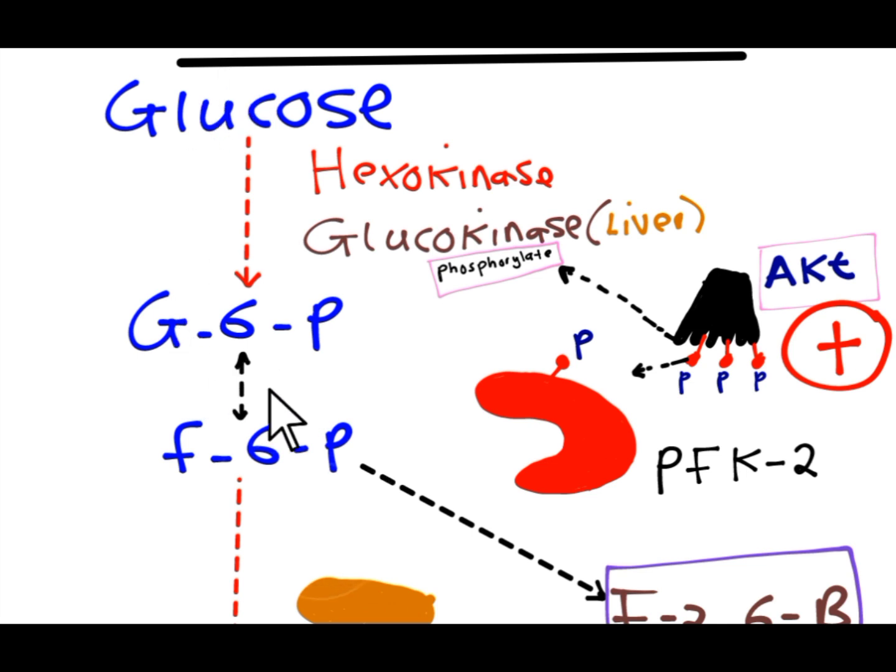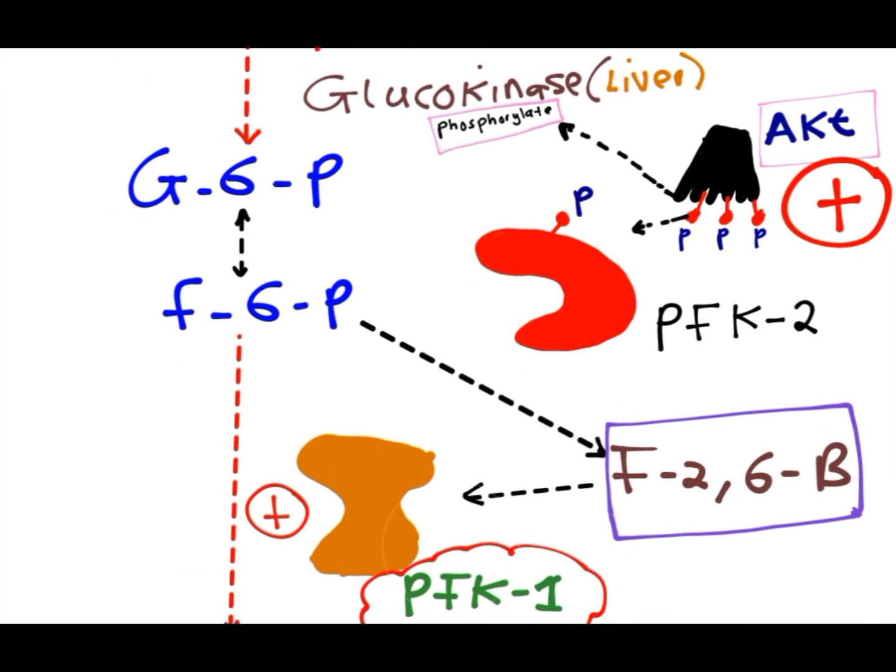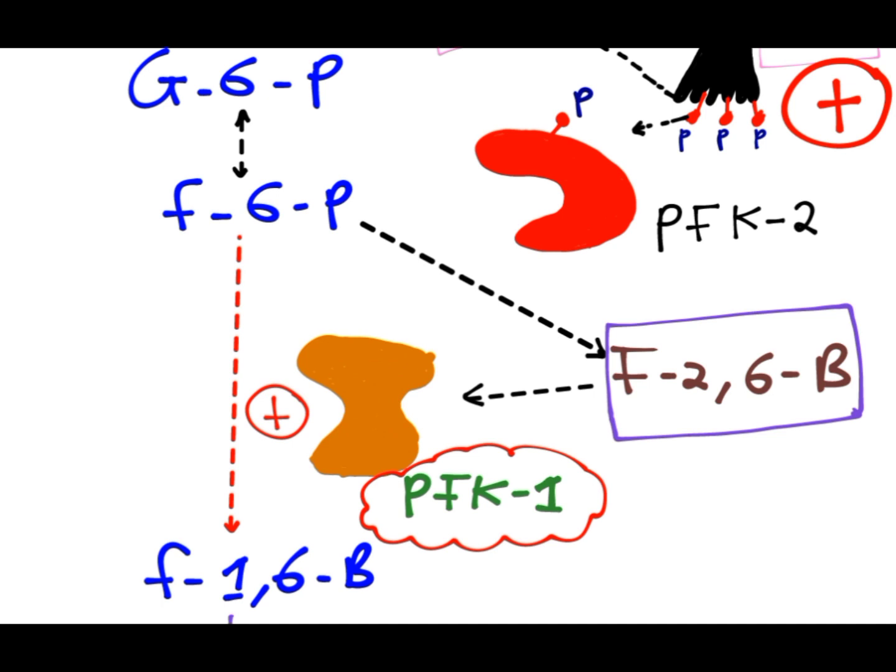What else does insulin do? So insulin, through AKT or protein kinase B enzyme, can also phosphorylate PFK2. So PFK2 is a very important enzyme because it converts fructose 6-phosphate to fructose 2,6-bisphosphate. And once we make fructose 2,6-bisphosphate, this is a very important allosteric activator of PFK1 enzyme. So fructose 2,6-bisphosphate is going to bind to the allosteric site of PFK1 and activate it. PFK1, when it is activated, will start converting fructose 6-phosphate to fructose 1,6-bisphosphate. And glycolysis is going to progress.